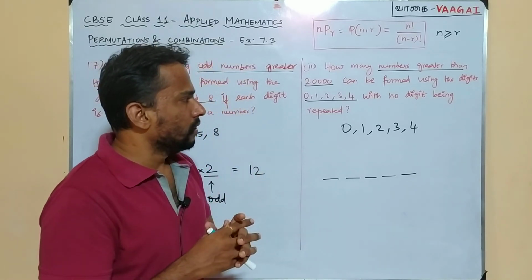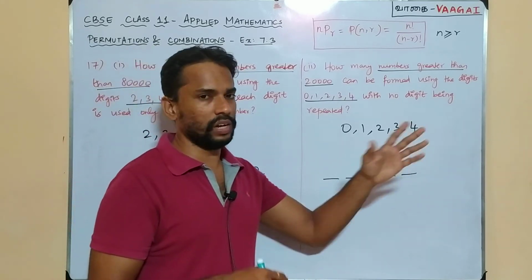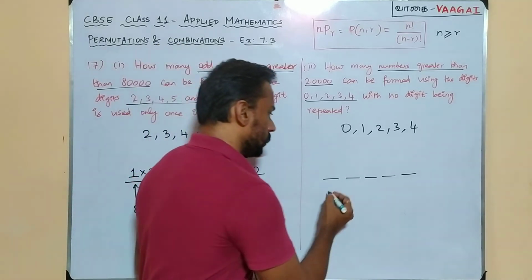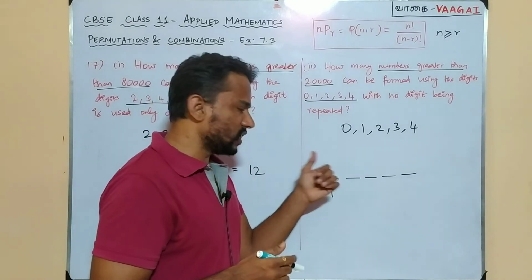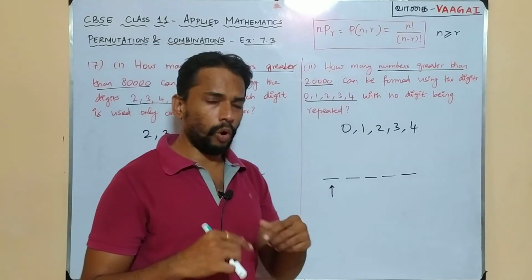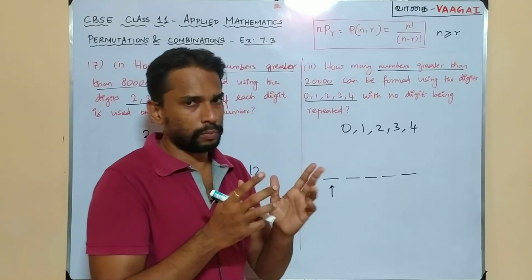And here we have to do it in a similar way. How many ways can we fill each of these slots? Now again let us start from this first digit. This stands for the 10,000s place only, and since our number should be more than 20,000, just think, this digit can be filled in how many possible ways?